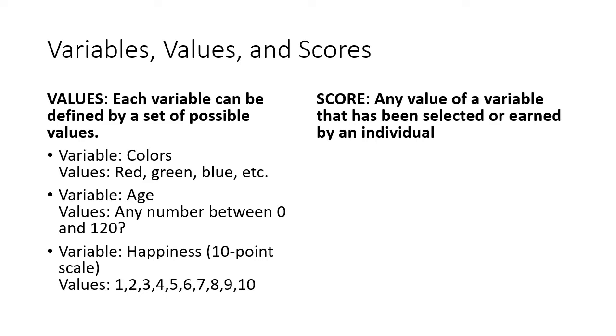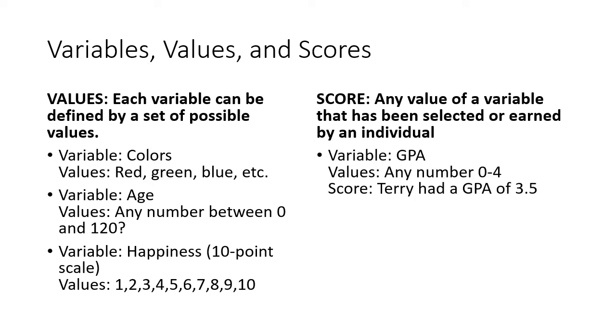And then a score is any value, so here are the values, that has been selected or earned by an individual. So if the variable is grade point average, GPA, the values would be any number from 0 to 4, and then the score, well, Terry's score would be 3.5 if that's her GPA.